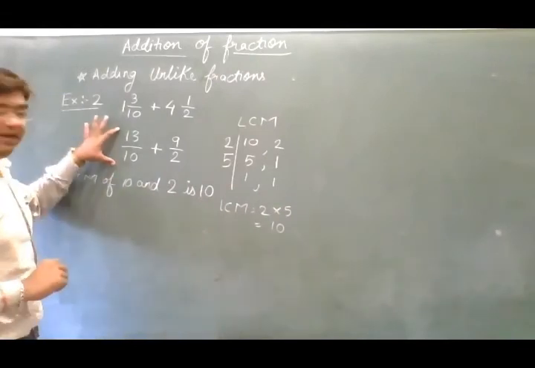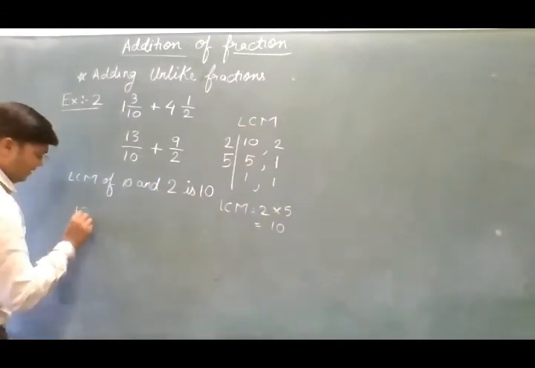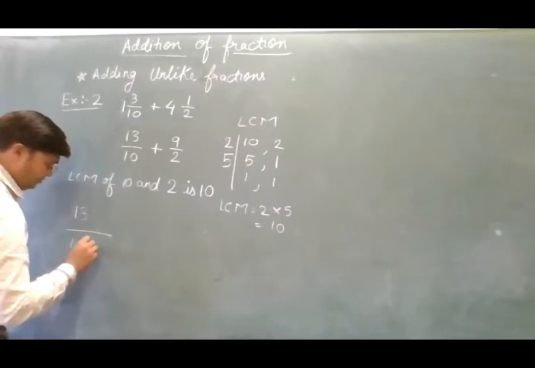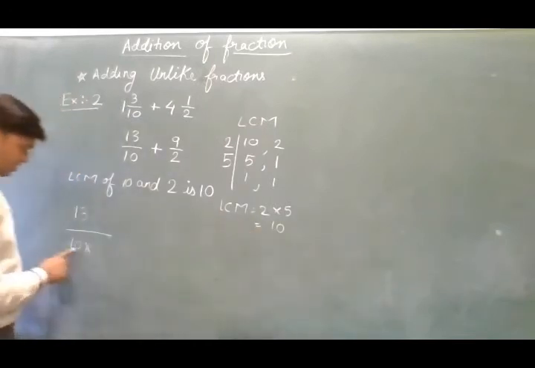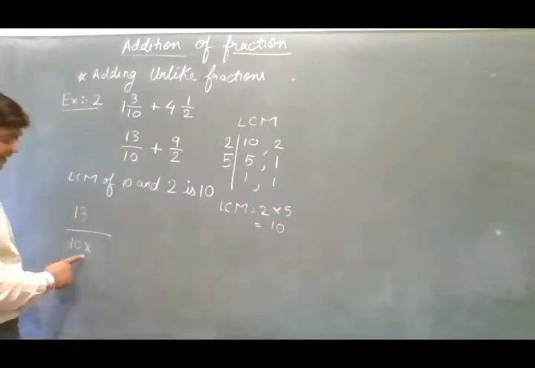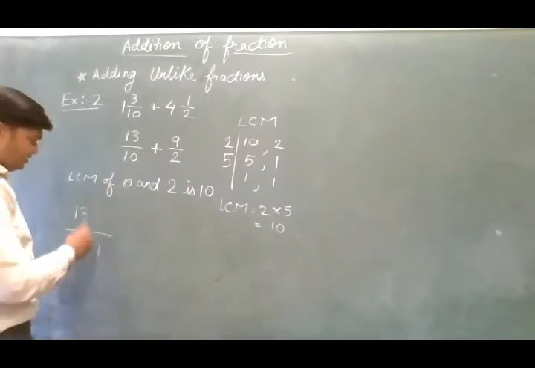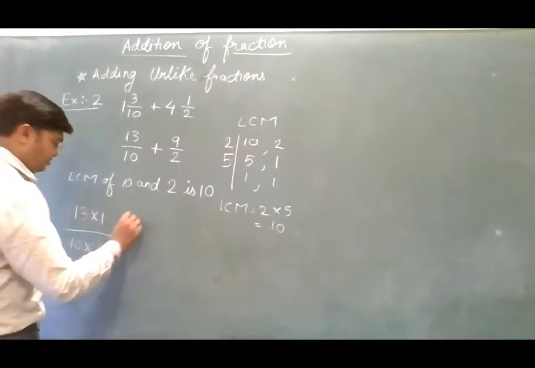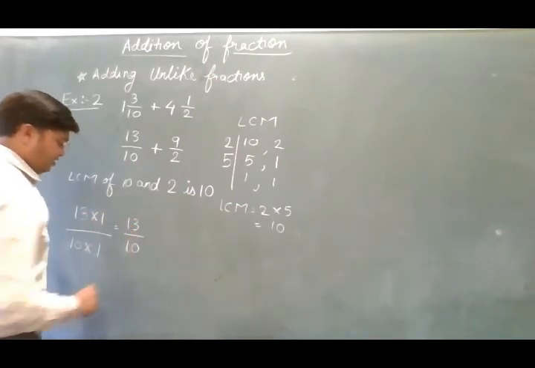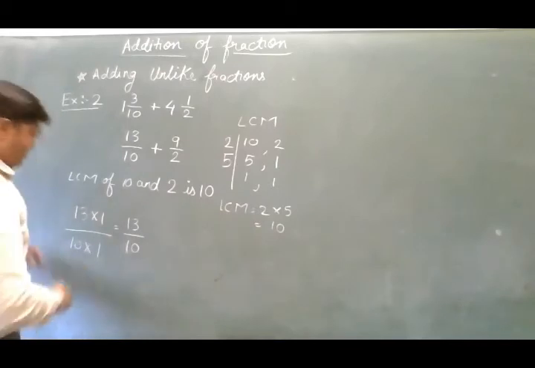Now we are going to take the first fraction and change the denominator into the LCM 10. By which number should I multiply 10 to get 10 as the answer? 10 ones are 10. With the same number I have to multiply the numerator also. So my new fraction is 13 upon 10.